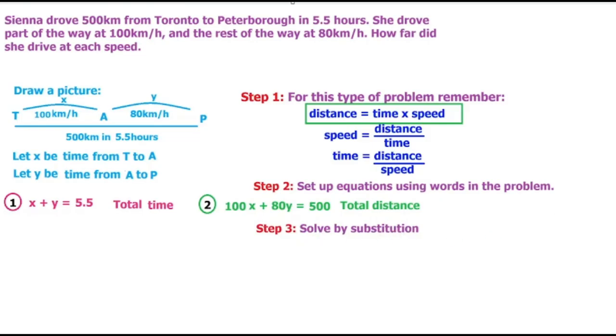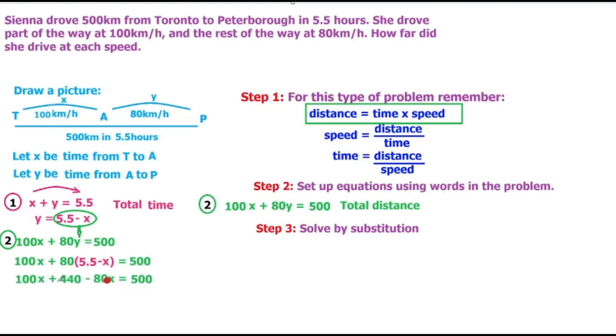Now we can solve by substitution. So we could take our x and move it over. It becomes negative, okay? We start with our simple equation because it's easier that way. Now we can substitute y, this y equals 5.5 minus x, into here, into our second equation. And it looks like this. So now we can just multiply the 80 into both of these terms. And it becomes this, 100x plus 440 minus 80x equals 550.